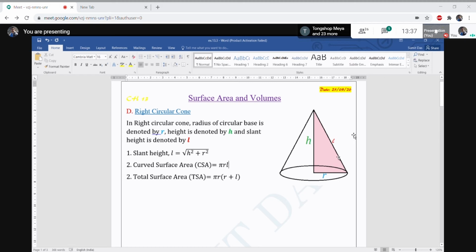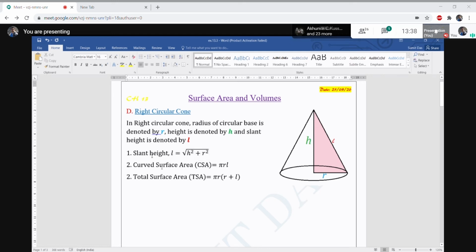So by Pythagoras theorem we know that hypotenuse square equals height square plus r square. So if the height and radius are given, we can find the slant height using this formula. Slant height l equals square root of h square plus r square. Similarly, sometimes the radius is not given, so using this formula we can find it. Or similarly, we can find h or any other relation.